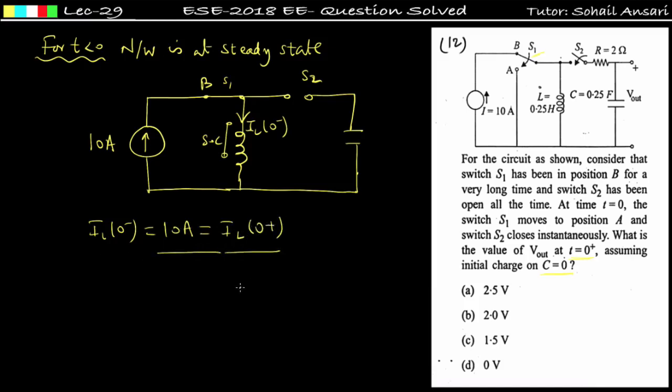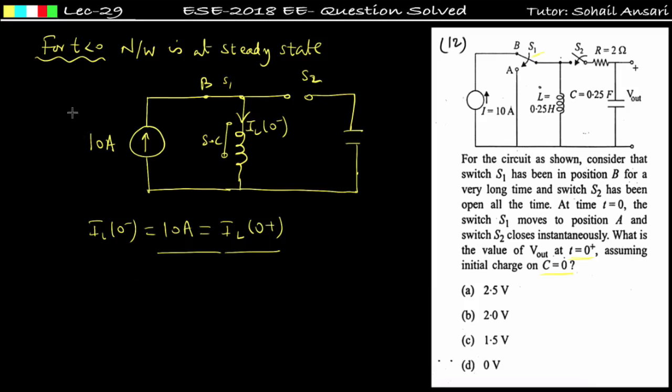IL of 0 plus. Now draw the equivalent circuit at t is equal to 0 plus. What I told you in my lecture, at t is equal to 0 plus, inductor can be replaced by current source and capacitor can be replaced by voltage source, provided the value of current source and voltage source will be equal to the value of current and voltage at t is equal to 0.